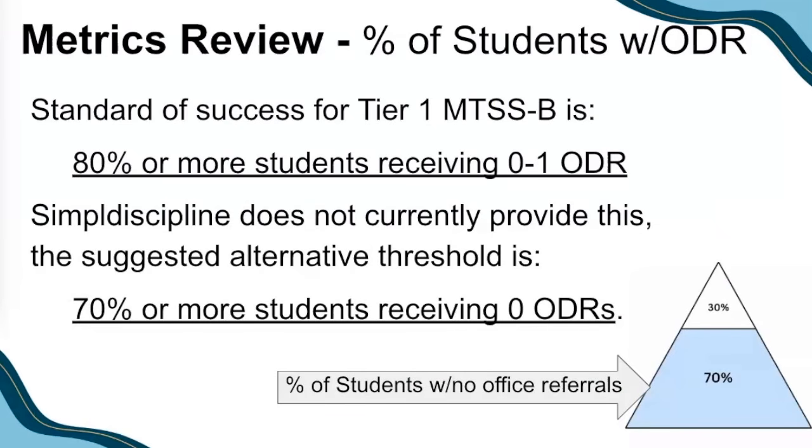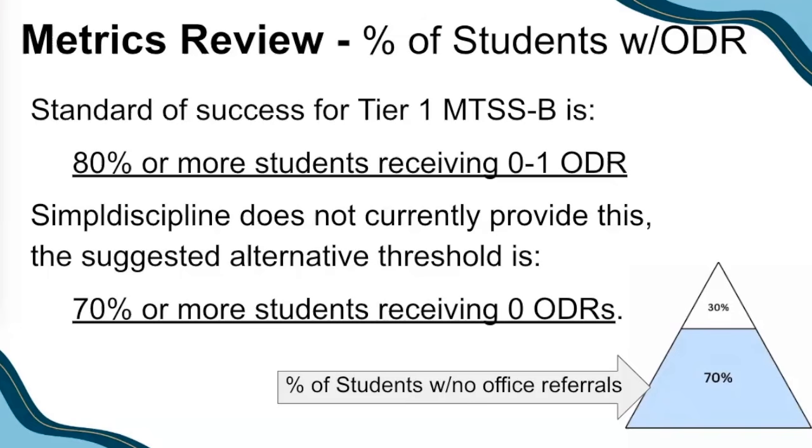Another metric that may be unfamiliar to you is the percentage of students with a referral. The purpose of this metric is to measure the effectiveness of your school-wide or Tier 1 MTSSB. The standard for success at Tier 1 nationally is accepted to be 80% of students receiving 0 or 1 referral. Since Simple Discipline doesn't currently provide that information easily, a suggested alternative is to focus on the proportion of students with and without referrals, using the threshold of 70% of students with no office referrals to mean a successful Tier 1.